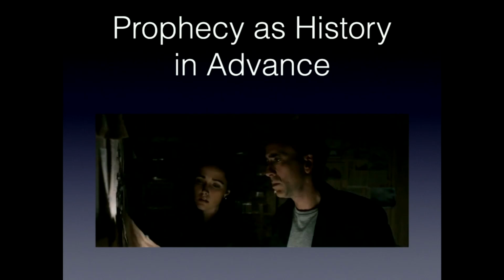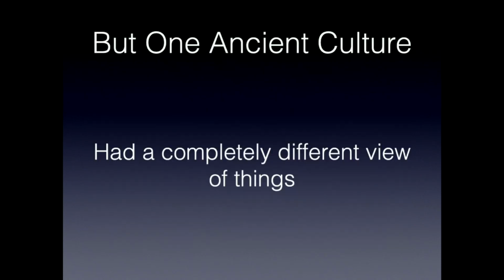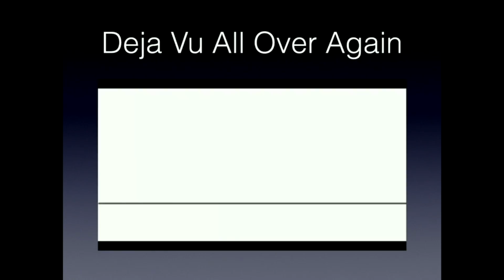All right. Prophecy, history in advance. What an ancient culture, however, had a completely different view of what we've been talking about. So we've been talking about 2 things, a circle idea of time and a straight line. The circle idea takes away all of your purpose. The straight line makes you accountable for everything or just a puppet on the string, okay? But there's one culture that had a different view, and it's this.